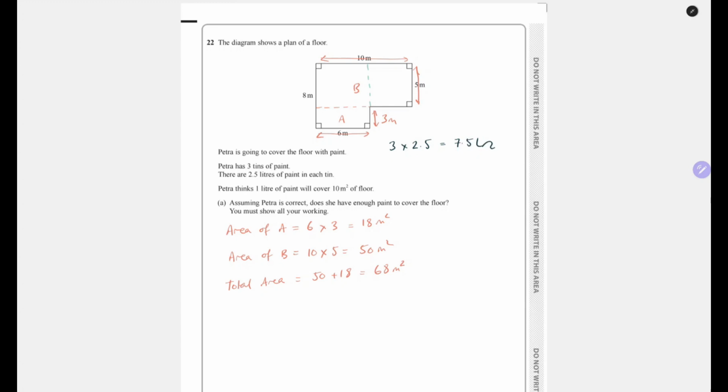Now we know we have 7.5 liters of paint, and Petra thinks that 1 liter of paint will cover 10 meters squared of floor. So if we have 7.5 liters, to get from 1 to 7.5, we multiply by 7.5. And so we have to do the same thing to the other side of the ratio. 10 times 7.5 is 75. So in theory, we should be able to cover 75 meters squared of floor using the paint. And we've just worked out that the total area is 68. So as the 75 is greater than the 68, she is correct.